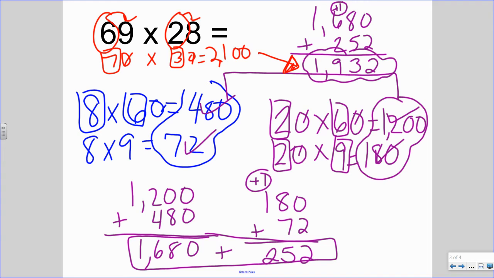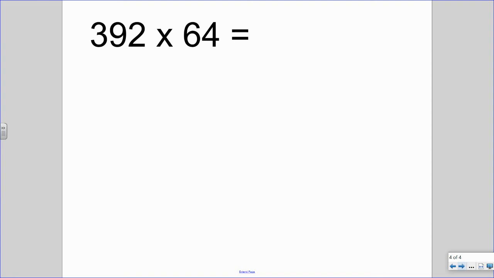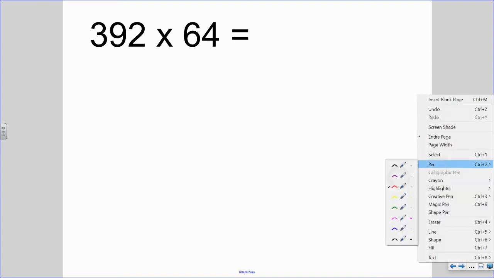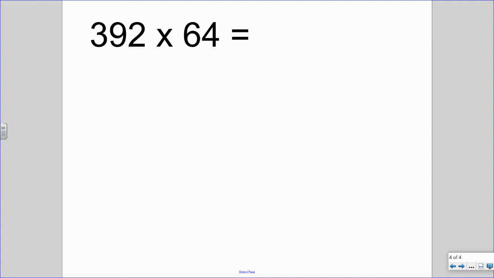If I had made a major Bob mistake, a big Bob mistake, my answer wouldn't be anywhere close to that estimate, and I would know to go back and fix my work. Now, I will show you that this strategy will work no matter how many digits you need to distribute to. It's just going to be more work.